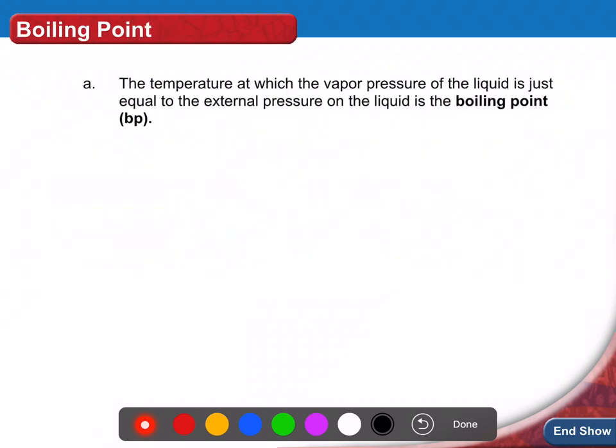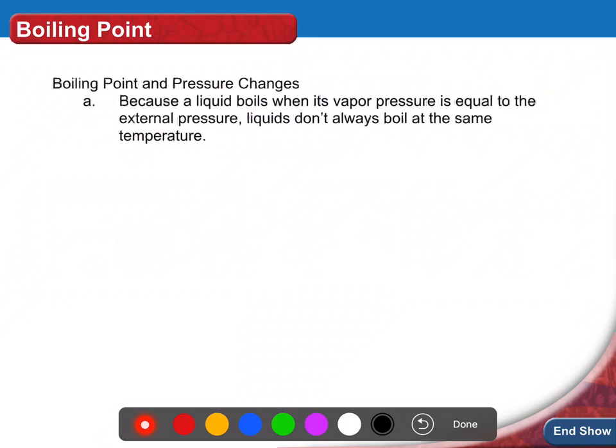This is true for all liquids. When the vapor pressure of that liquid becomes equal to atmospheric pressure, it's going to start boiling. So that's why we've defined the boiling point as the temperature at which that vapor pressure is equal to the external pressure. Now, that does mean that the boiling point changes based upon atmospheric pressure. And yes, atmospheric pressure changes day to day.